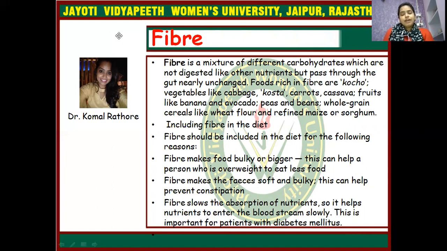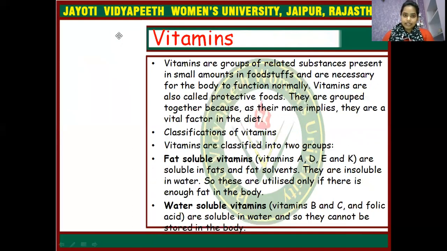Fiber should be included in the diet for the following reasons. Fiber makes food bulky and bigger. This can help a person who is overweight to eat less food. Fiber makes feces soft and bulky. This can help prevent constipation. Fiber slows the absorption of nutrients, so it helps nutrients to enter the bloodstream slowly. This is important for patients with diabetes mellitus.